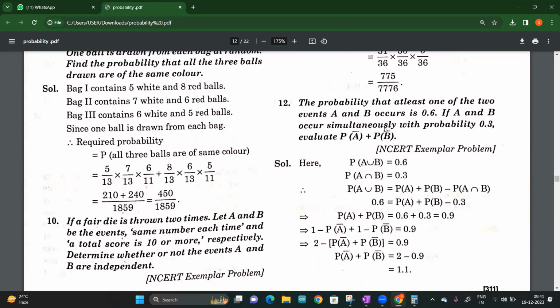Okay? When I start the class, everyone calms down, right? At the same time it is happening, so it is called simultaneously. Okay? You are watching TV and eating something. Both are happening at the same time. That is called simultaneously. Some of you are sleeping and eating, both are happening at the same time. So that is what in mathematics is called A intersection B. So look at this, A intersection B is 0.3.